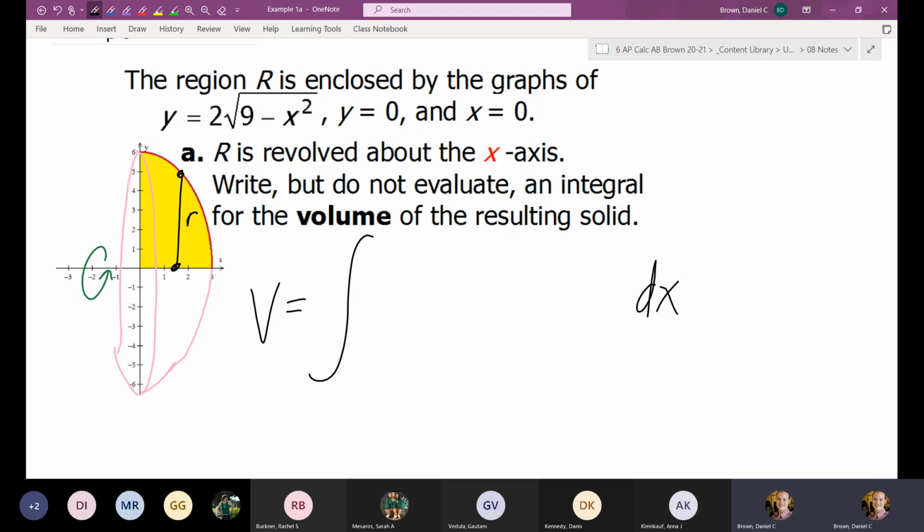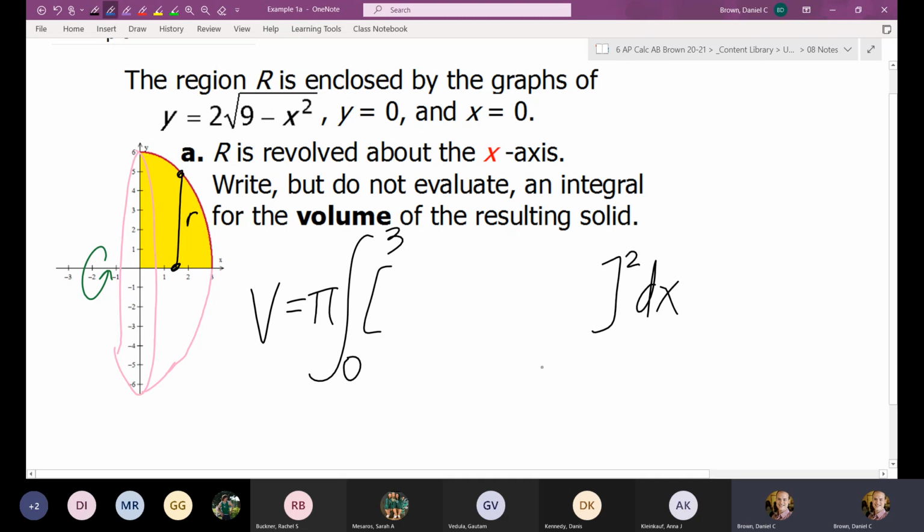Pi can go inside your integral or outside your integral. I'll put it outside this time. You might have put yours on the inside. Perfectly fine. What will be the starting and ending points for this volume? 0 to 3, so using x values. And then we want to find the radius squared.